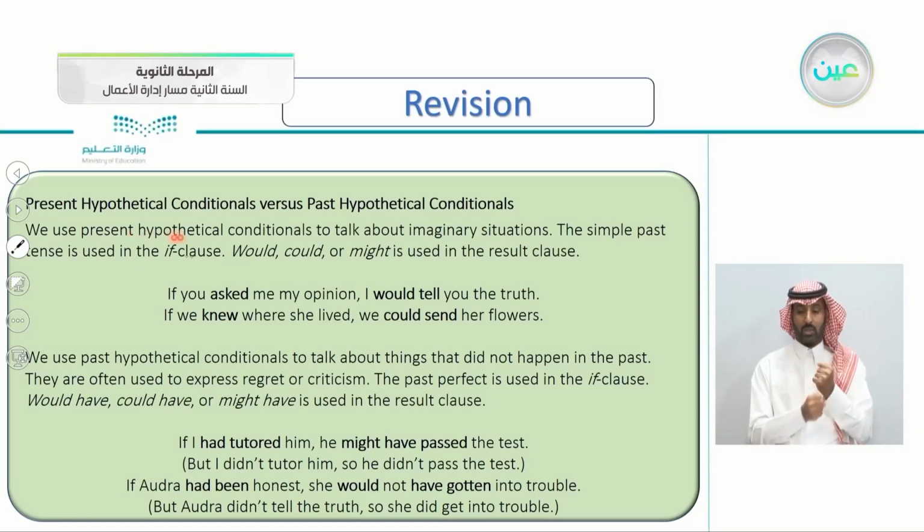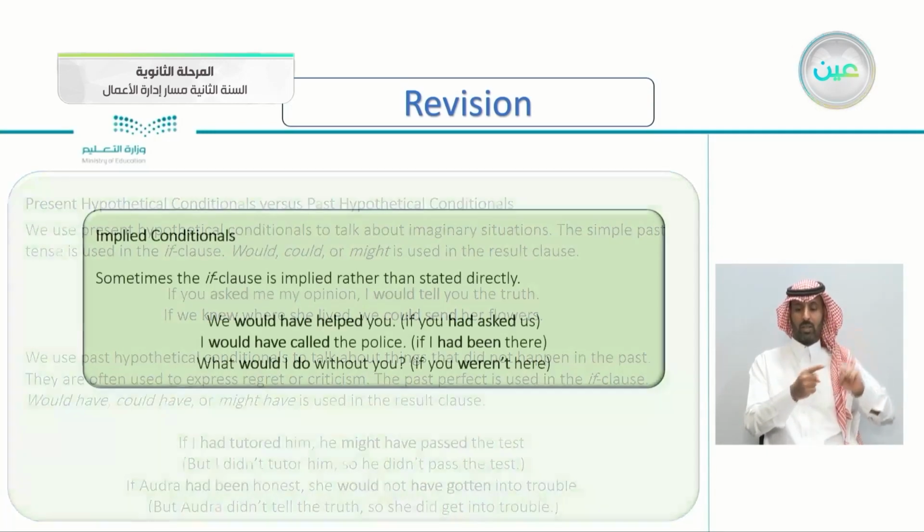We use the present hypothetical conditionals to talk about imaginary situations. We use the simple past in the if clause, and in the result clause, we use would, could, or might. On the other hand, we use the past hypothetical conditionals to talk about things that did not happen in the past. We use it often to express regret and criticism. We use the past perfect in the if clause, and in the result clause, we use would have, could have, or might have.